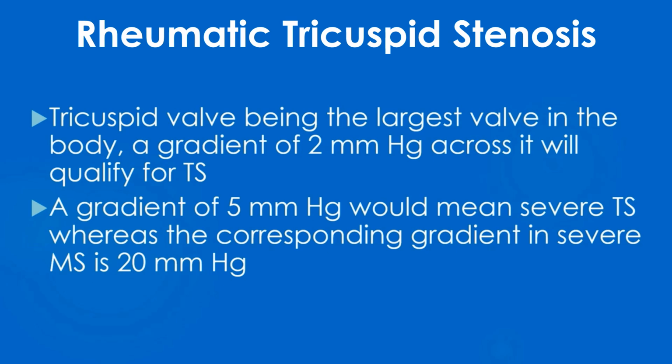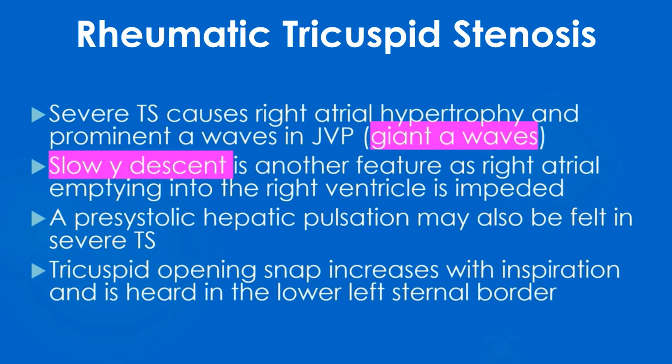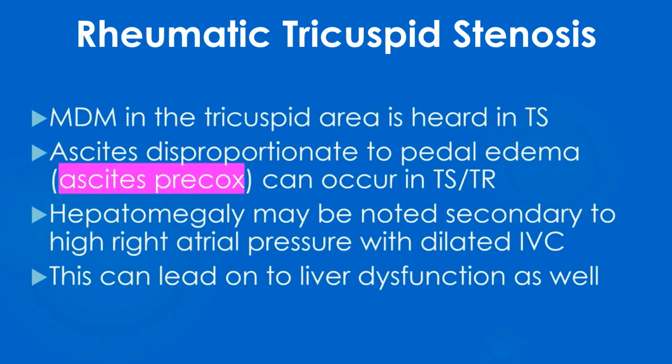whereas the corresponding gradient in severe MS is 20 mm of mercury. Severe TS causes right atrial hypertrophy and prominent A waves in the jugular venous pulse, known as giant A waves. Slow Y descent is another feature, as right atrial emptying into the right ventricle is impeded. A presystolic hepatic pulsation may also be felt in severe tricuspid stenosis. Tricuspid opening snap increases with inspiration and is heard at the lower left sternal border. A mid-diastolic murmur in the tricuspid area is heard in TS.